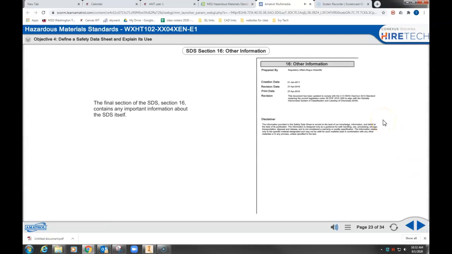The final section of the SDS, Section 16, contains any important information about the SDS itself. This section usually contains the information specific to the company preparing the document, such as the document number and the effective date of the SDS.